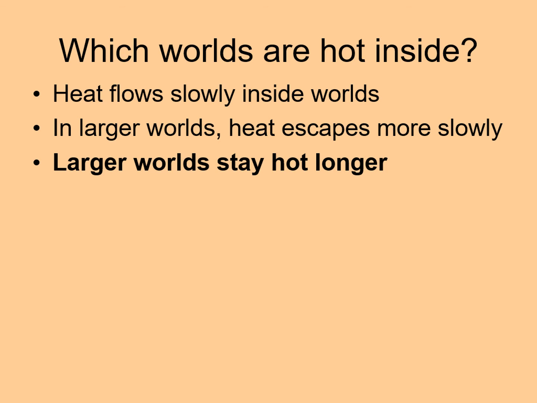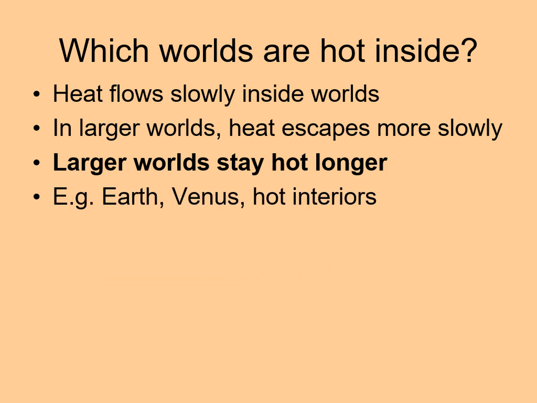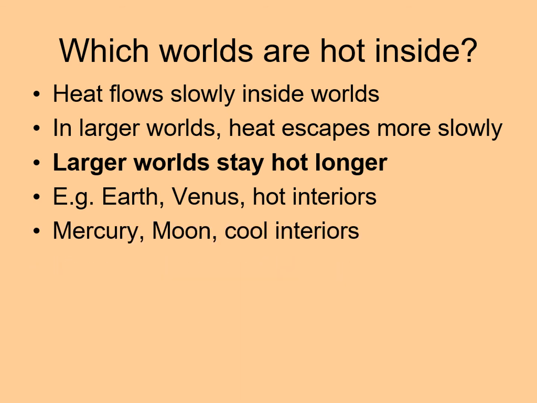Consider the terrestrial planets. The largest terrestrials, Earth and Venus, are quite hot inside. We can see the effects of this in their geologically active surfaces, which we'll look at more closely in the next lecture. On the other hand, the Moon and Mercury have mostly dead surfaces, indicating much cooler interiors. There's very little heat flowing up from inside these worlds.